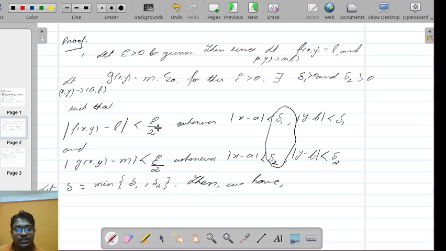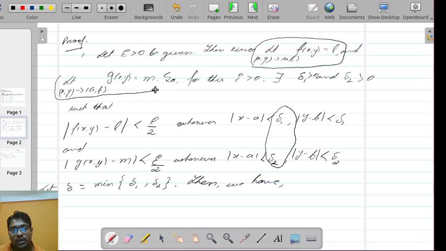Given epsilon by 3, epsilon by 100 or twice epsilon, given any positive quantity, we are able to find out some delta. This comes from the fact that the limit of f of xy as xy tends to ab is L. It comes from this fact. We are free to choose this upper limit, the epsilon by 2 or twice epsilon, 3 epsilon. We can make it less than whatever we want.